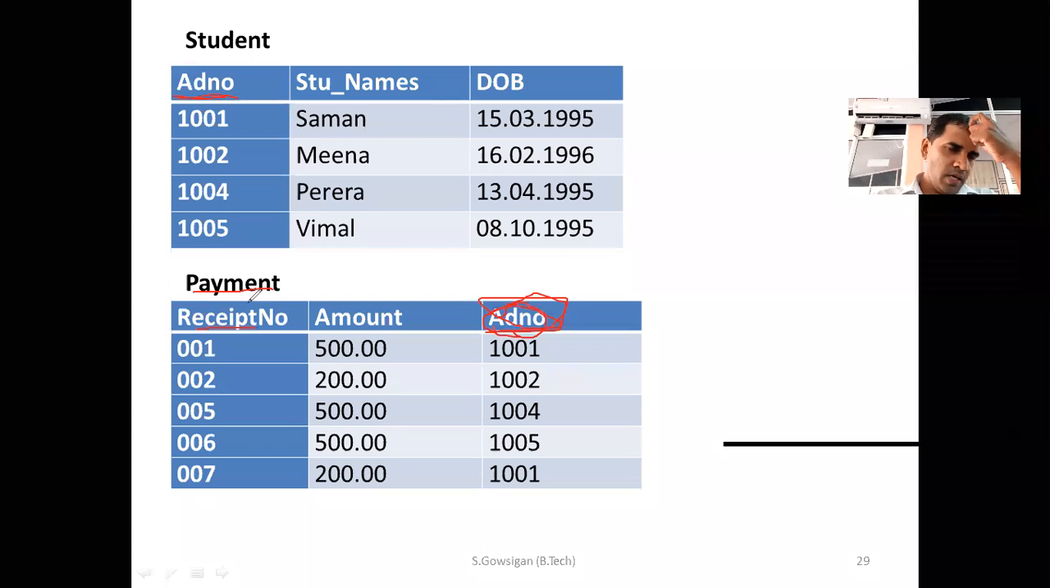Actually a table should have one primary key, but sometimes there may be more than two fields, or one field can be eligible. So can we select ADNO as primary key?